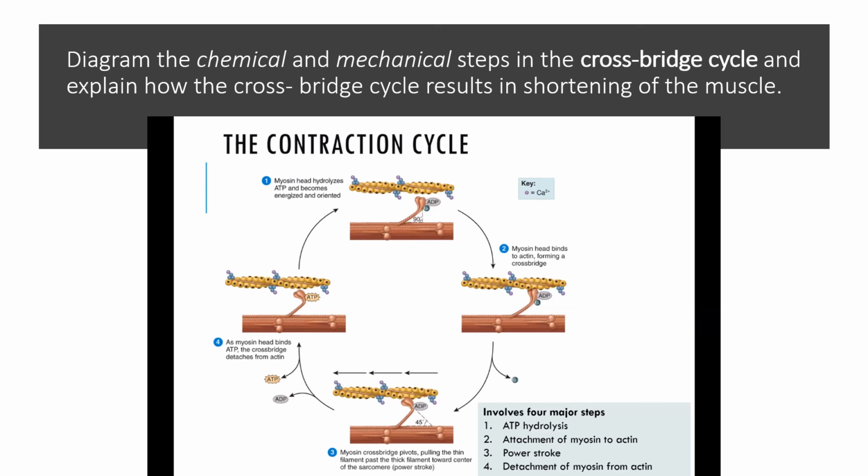In step 4 of the cycle, as the myosin head binds ATP, the cross bridge detaches from actin. This will lead back to the hydrolysis of ATP and will restart the cycle.